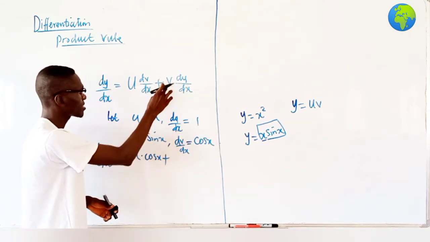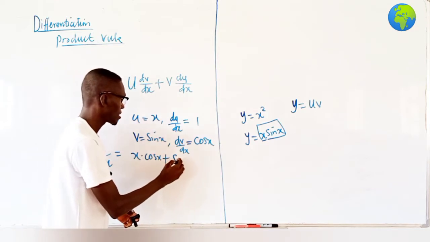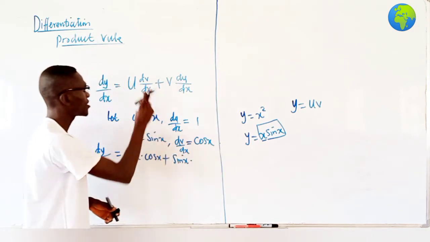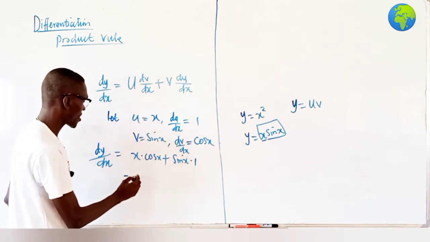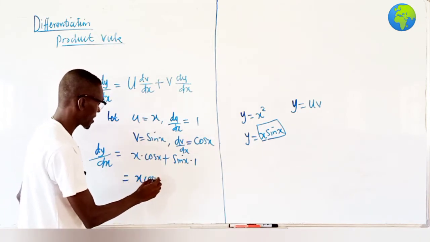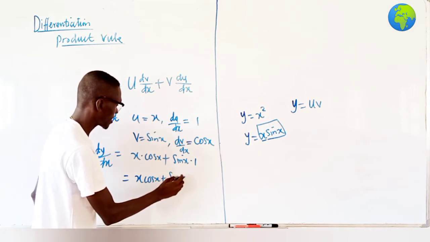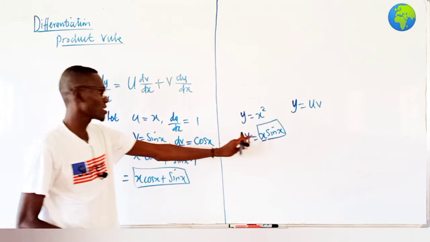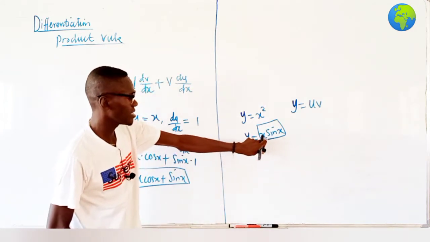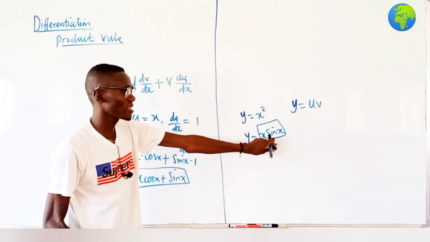Then we have a plus v. Our v is what? Sin x, multiplied by, you can see we have du, right? Our du is 1. So if you write this, we are going to have x cos x plus what? Sin x. And this is the derivative of this product of the two functions here being product of themselves, right?